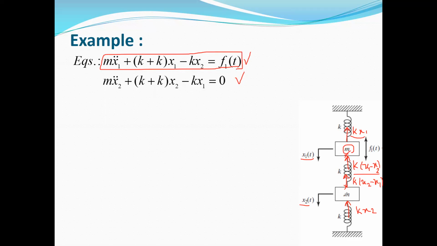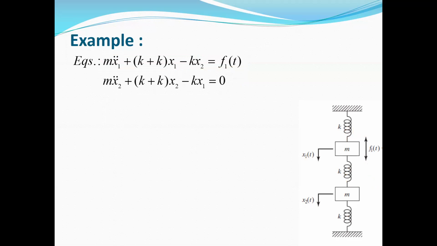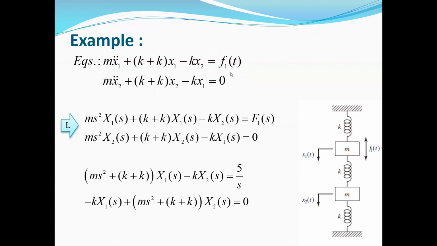And for the second mass, the lower one, you can write again Newton's second law, the force equation in the vertical direction. The summation of the force is equal to minus k x2 and minus k multiplied by x2 minus x1. It must be equal to m x2 double dot. So this is the second equation. And now we can simplify these two equations and write them into matrix form and obtain the response.